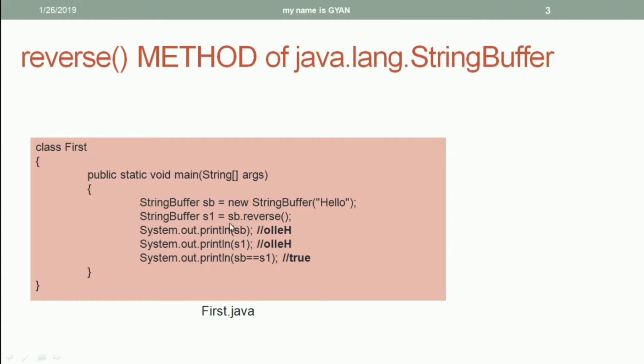That's how s1 and sb contain the reference of the same StringBuffer object. When we print the reference variable sb, it will print hello in opposite order. And again, when we print the reference variable s1, it will print hello in opposite order. We are checking if sb is equal to s1 or not. Then yes, sb is equal to s1 because the same reference is returned by the method reverse.